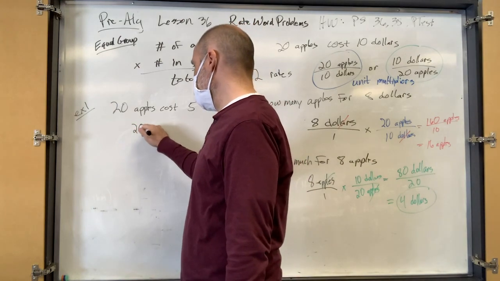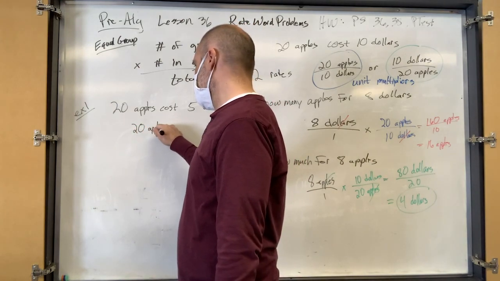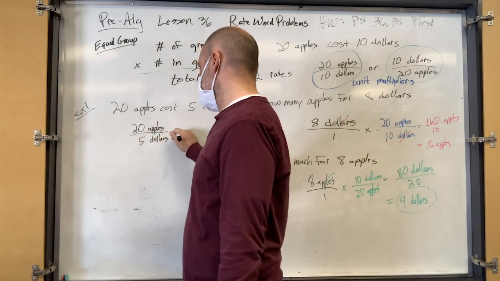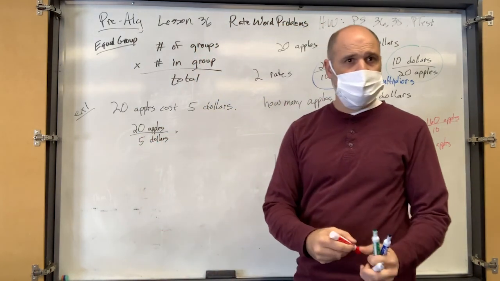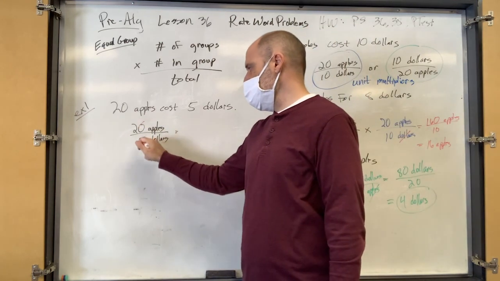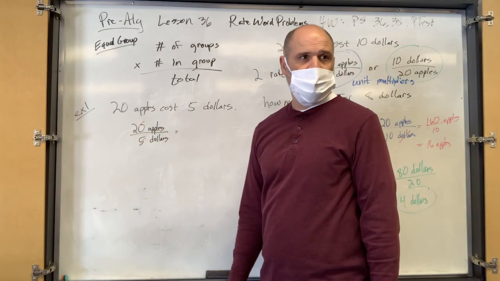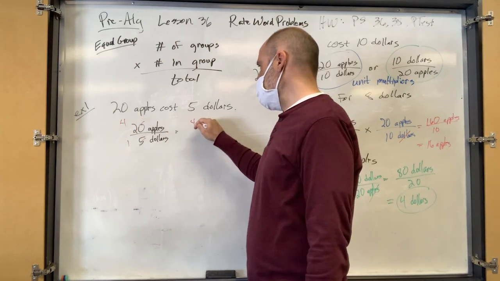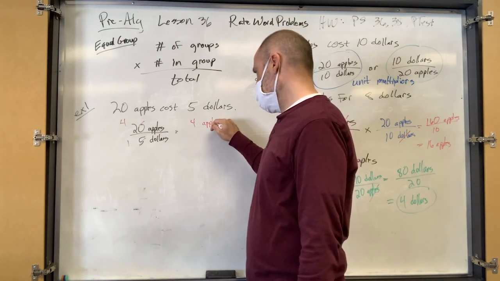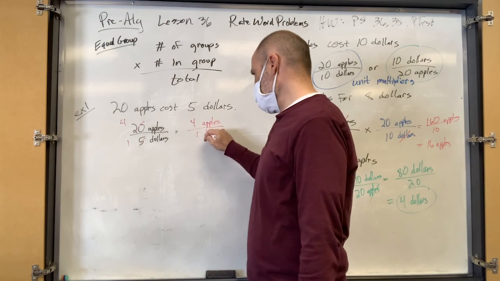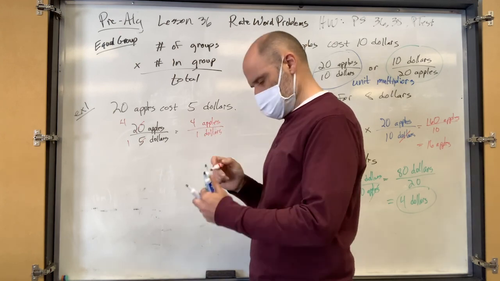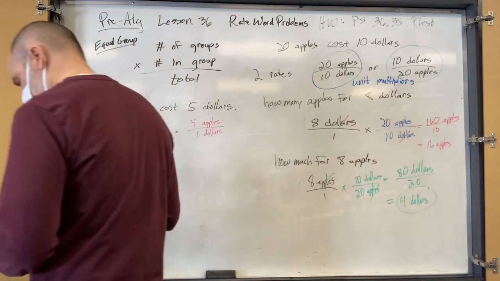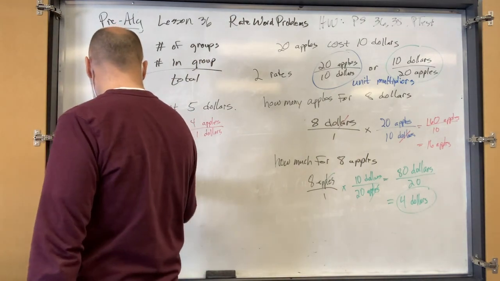20 apples over $5. How do you reduce that? What goes into both 20 and 5? 5 does. So 1 and 4. So this is 4 apples for $1. That's easier to work with. And then the question says, how many apples can I buy for $80?